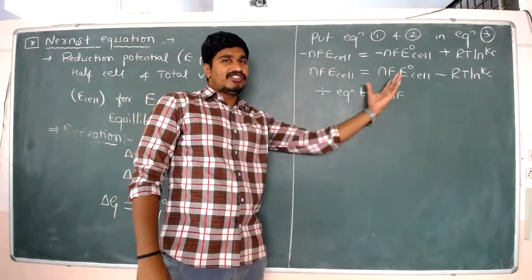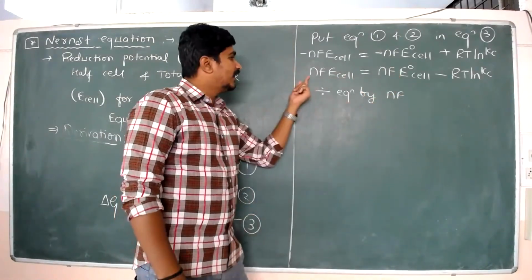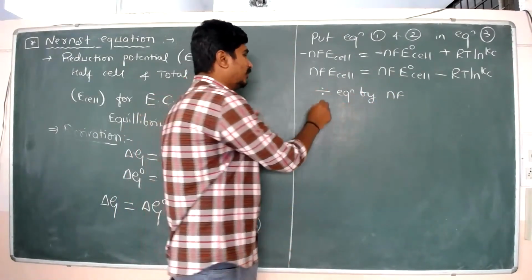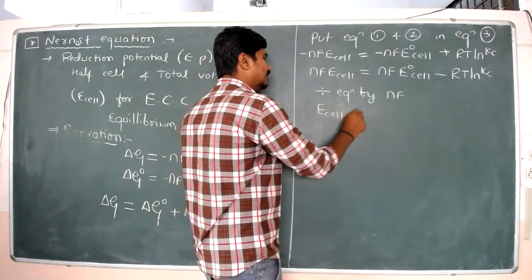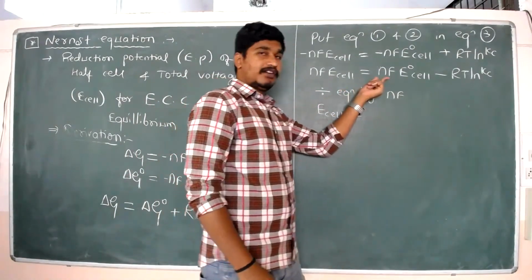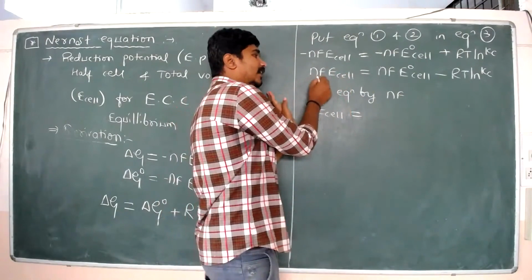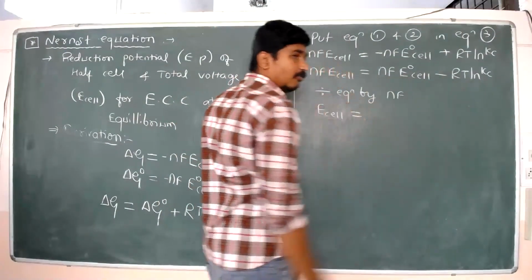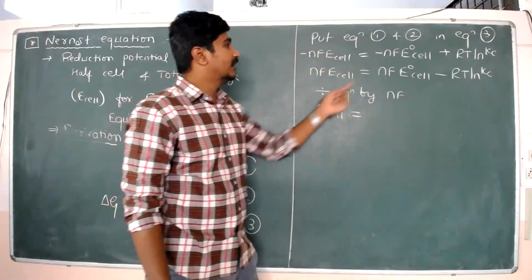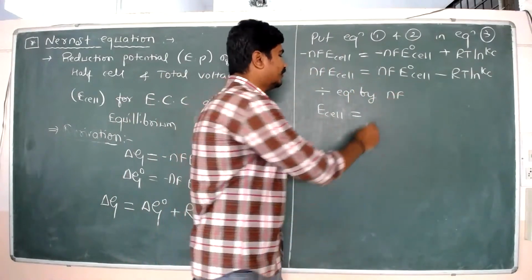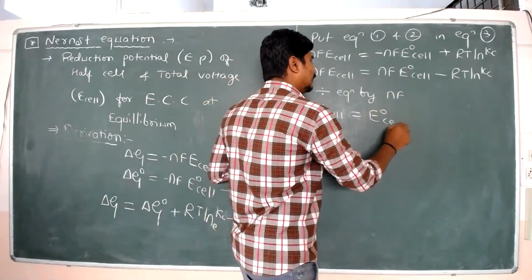Divide the above equation by nF. What happens? nF gets cancelled. It will be E cell is equal to... here also nF is there. We are dividing the whole equation by nF, and here nF gets cancelled. What is here? E naught of cell.